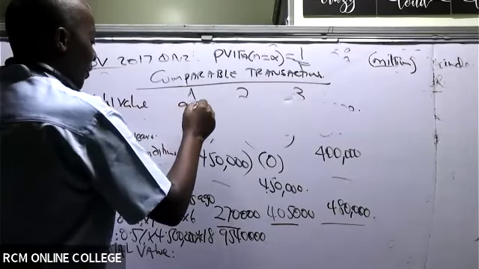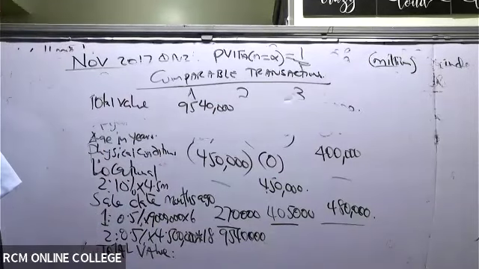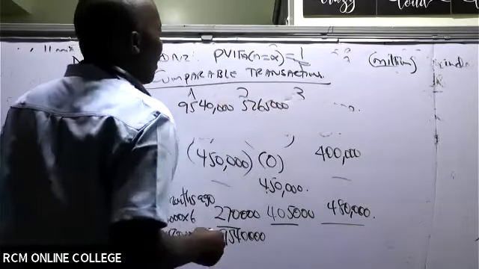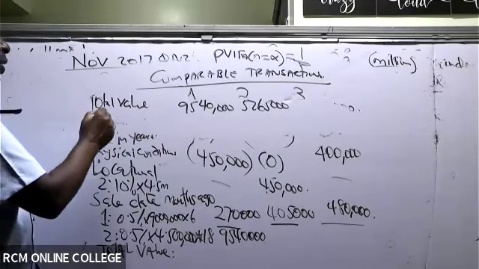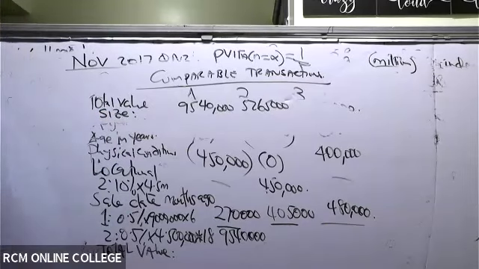this is 9,540,000. I don't know how much you're getting for the second one. 5,265,000. And then number three, the last one. Here we have the size of these properties.